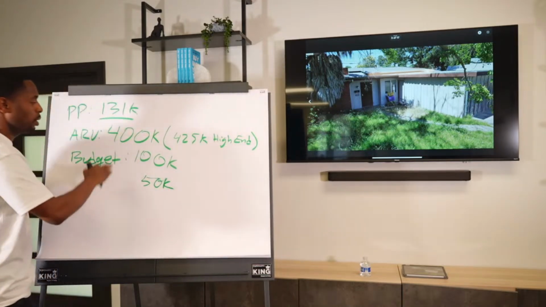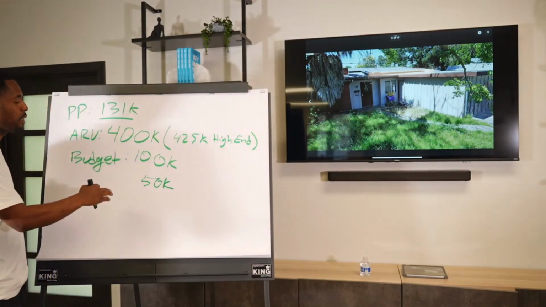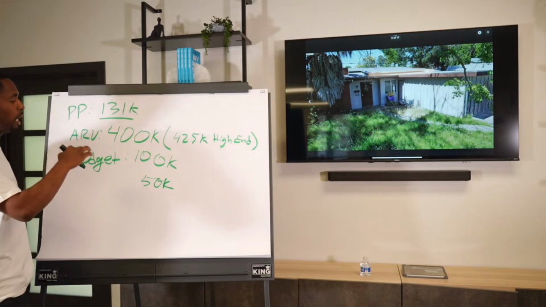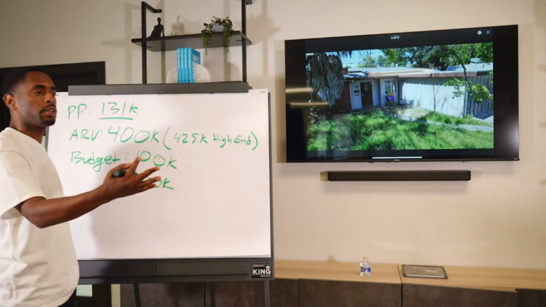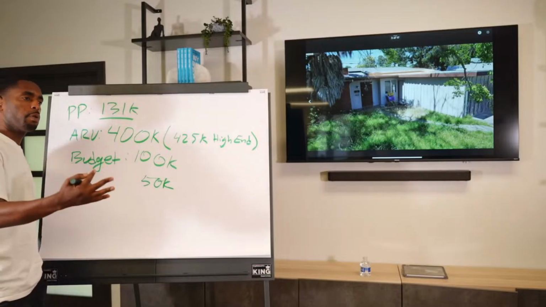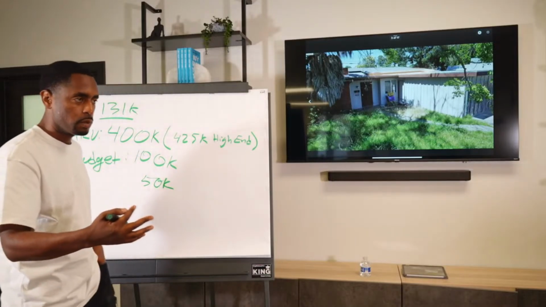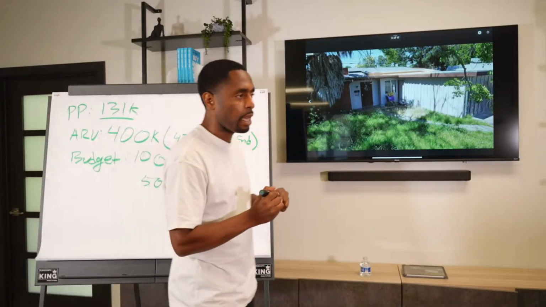So 131 plus 100,000 is 231. That puts us at 280. That puts us right below 300,000. If we could sell it for 400,000, which was our goal, we make 100 grand. That's the quick back of the napkin math of analyzing deals.